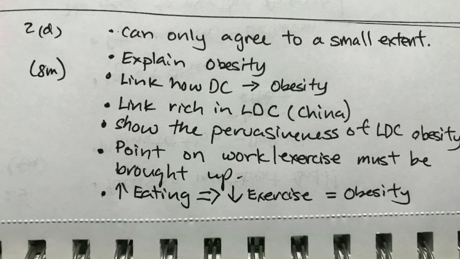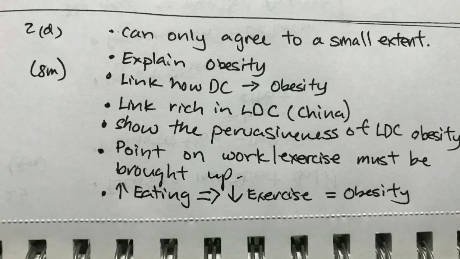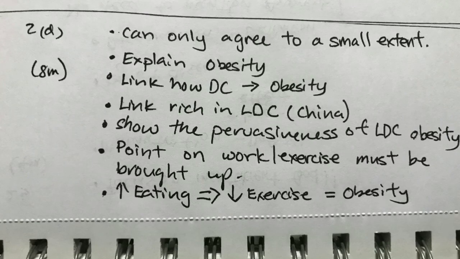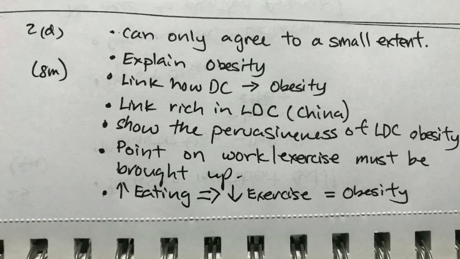A case example can be China, where you have a small group of very rich people who are living DC lifestyles within the LDC itself. Following that, you need to show once again the pervasiveness of LDC obesity, that it is not a big amount of people, not a big proportion of the population. Another point that needs to be brought across is the impact of work or exercise.